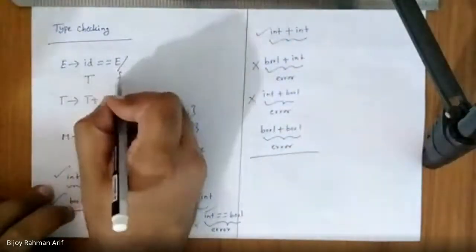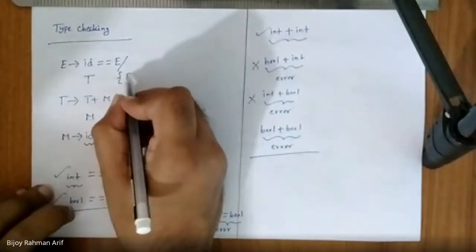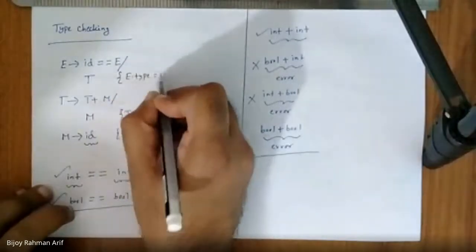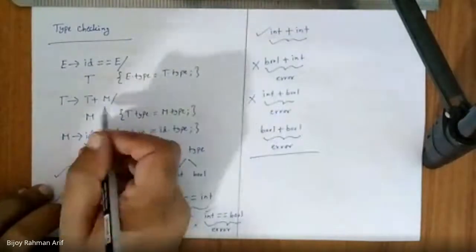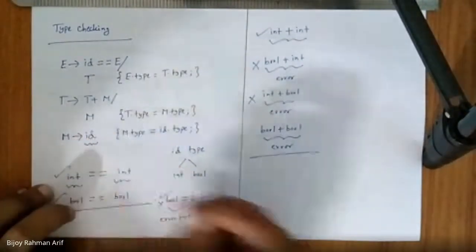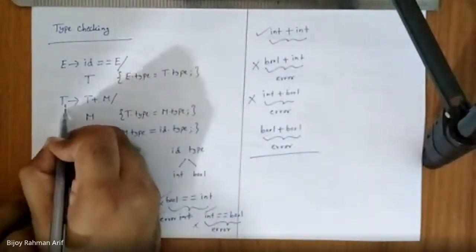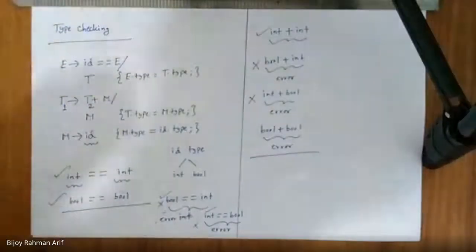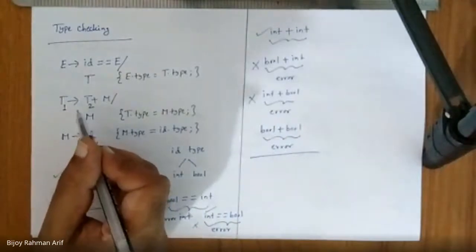Now, how about this? This one is also simple. Whatever the type of T we are passing to E. So E dot type is nothing but T dot type. So this is pretty simple. How about this? How can you check this? Just for your simplicity, you can consider this one is T1 and this one is T2. How can you write this? What would be the SDT for this type check?